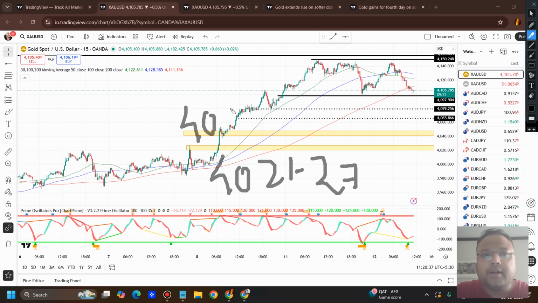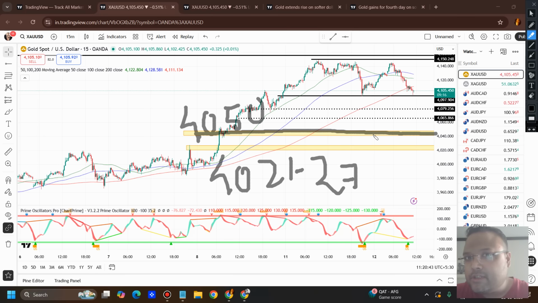We also have a support around 4050. This box, so 4050, not precisely 4050, it can be 4051, it can be 4049, because these levels work as zones in a market, not a particular level. So around 4050 also we can expect the market to take support. So if market drops, we can look for support around this area.